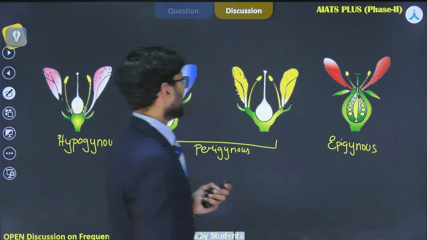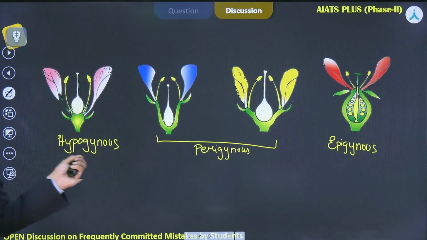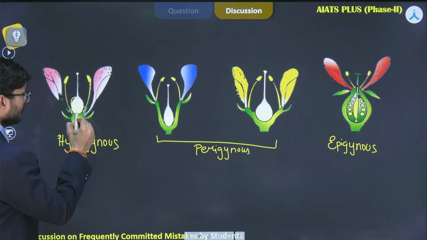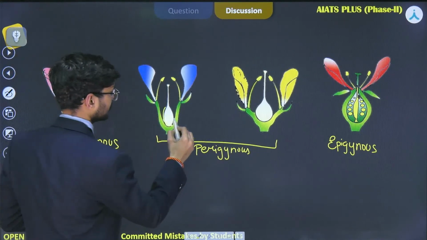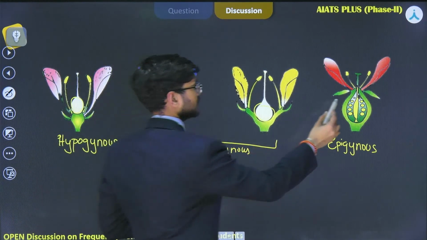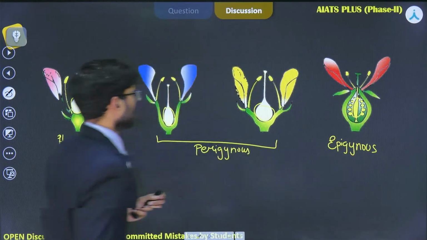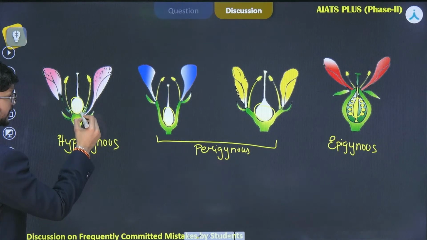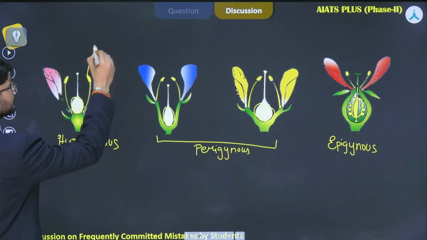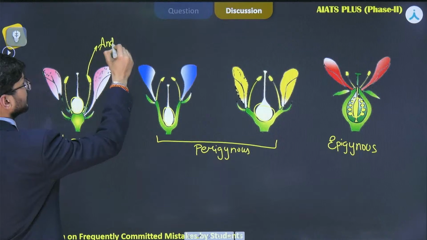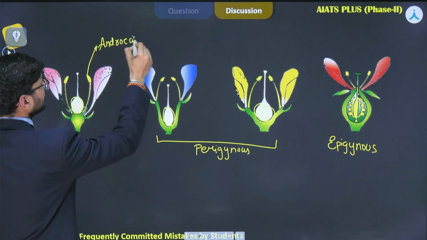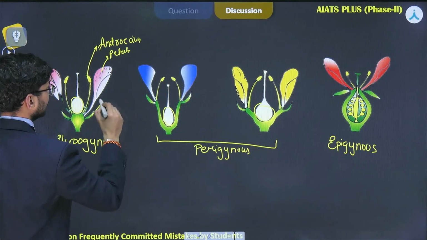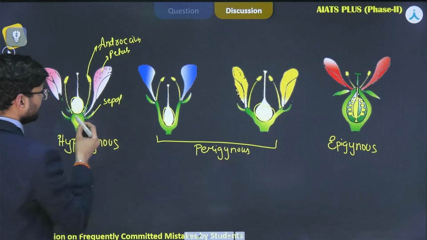Okay. Now, what's the difference between all these flowers is that you will find that these ovaries consist of other floral whorls, right? So here the other floral parts, that is androecium, petals, sepals, right? They are all originating below the ovary.